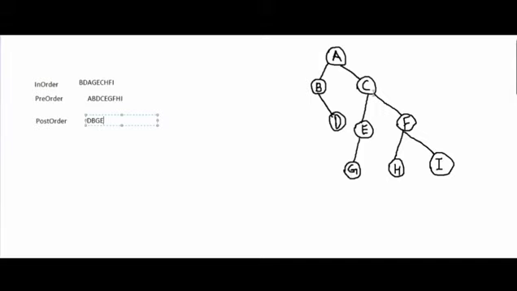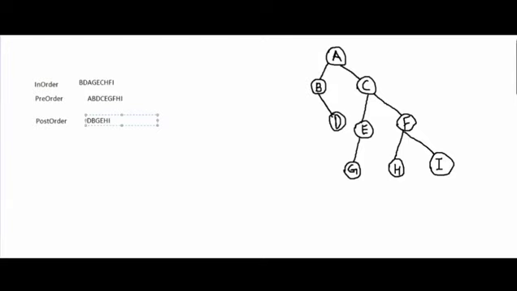F is also a root to the H and I. So here we have both child nodes. H is the left child node and I is the right child node. In the post-order pattern, we first write the left part, then the right part, and in the end we write the root. So first we will write the left node, that is H, then the right node, that is I, and then we will write the root for both these child nodes, that is F. Now we will go up.